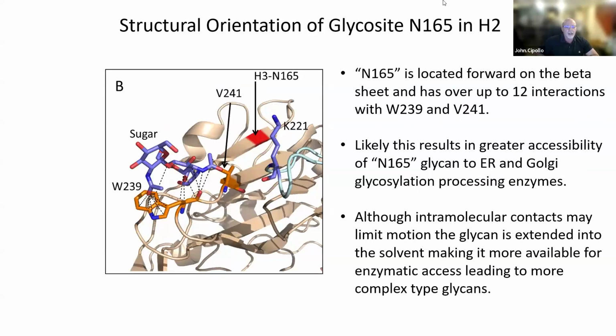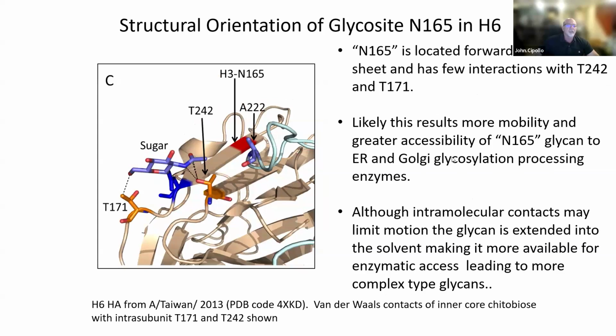And then here we have one example of H2, and there's fewer interactions. The glycosylation site is further down this beta strand, and there's fewer interactions with that 220 loop. So the hypothesis here that would explain the result is that that glycan is more mobile and more accessible to solvent and likely to the enzymes of processing. Similarly here, slightly different orientation, a few more interactions, but again, further down on that beta strand, probably more available, resulting in the complex glycan patterns.